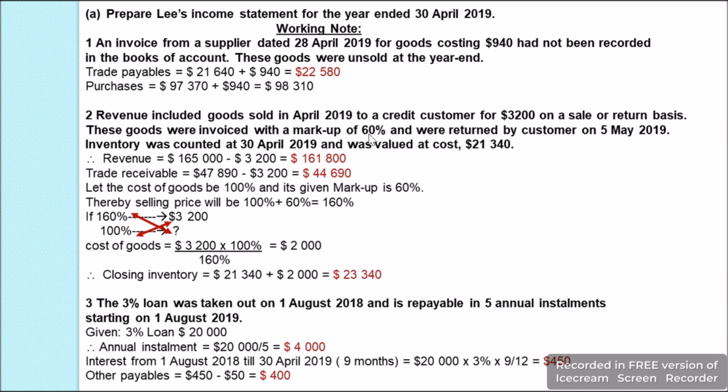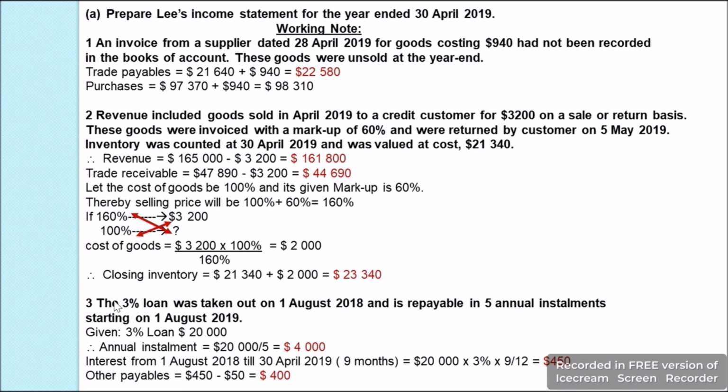Here it has been sold at a markup of 60%, that is, if the cost was 100%, then to this we add the markup of 60%, so the selling price was 160%. So 160% was 3,200. 100% how much? When we cross multiply this, we get the cost of goods, which is 3,200 times 100 divided by 160, which will be $2,000. This $2,000 is the cost of our closing inventory, which has to be added to the existing closing inventory, which was given as 21,340 plus 2,000.